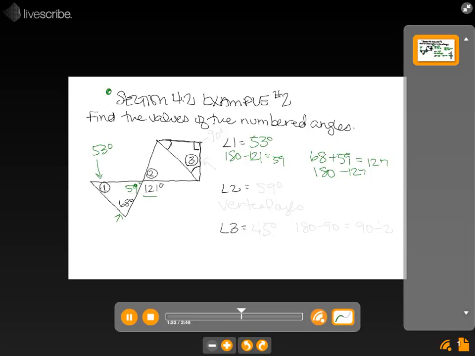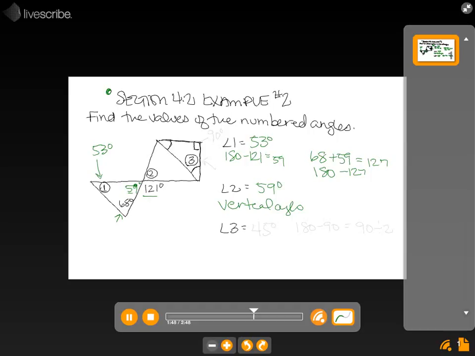Okay, to find angle 2, well, we know that it's vertical angles with the 59 that we've already found. So let's write vertical angles here, so we know that would be our reason, and it's 59 degrees.